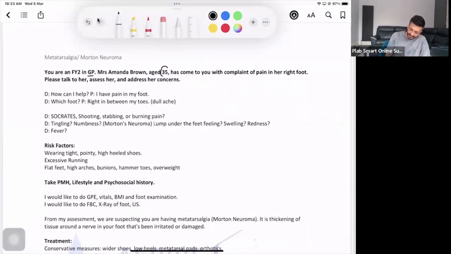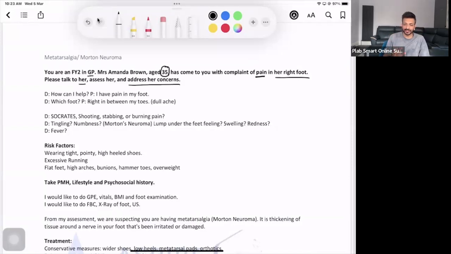Our patient is 35 and has come to you with the complaint of pain in her right foot. Talk to the patient, assess the patient, and address her concern. Mostly you'll have a female patient when we are dealing with Morton's neuroma, right? So, a GP, 35 female complaining of pain.